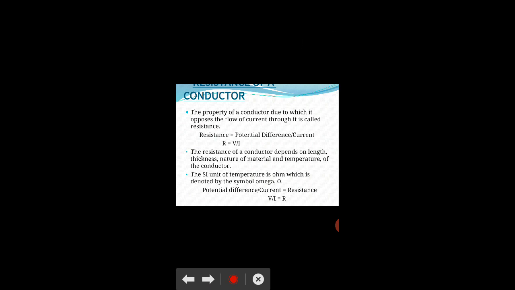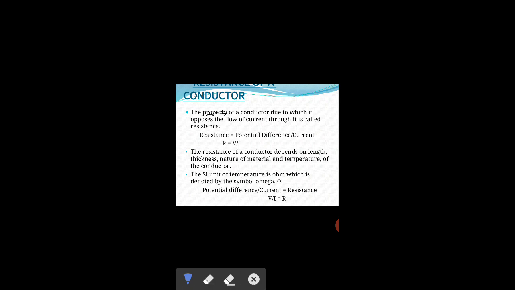Now we will discuss the electrical resistance of a conductor in detail. The electric current is a flow of electrons through a conductor. When the electrons move from one part of the conductor to the other part, they collide with other electrons and with the atoms and ions present in the body of the conductor. Due to these collisions, there is some obstruction or opposition to the flow of electron current through the conductor. So the property of a conductor due to which it opposes the flow of current through it is called resistance.